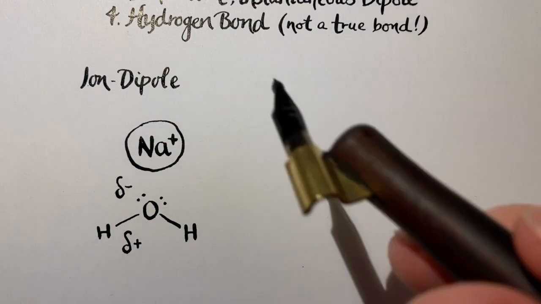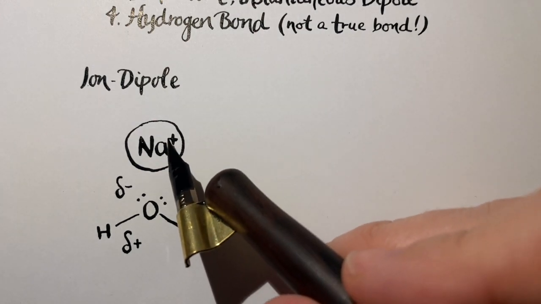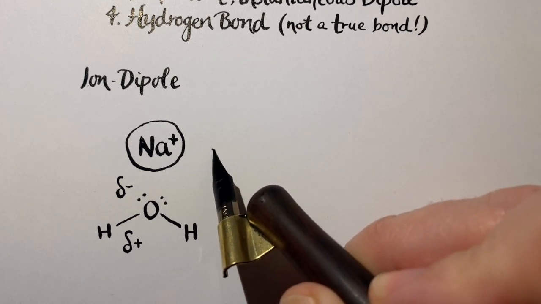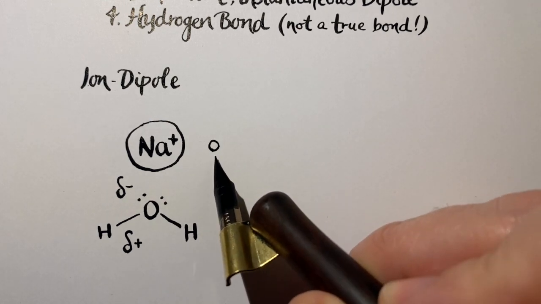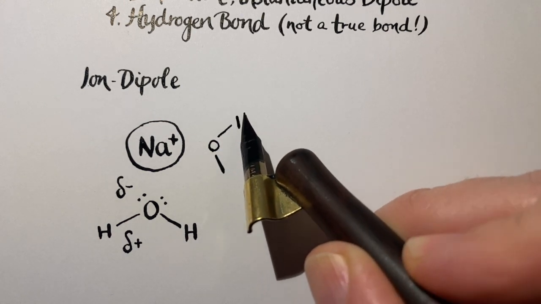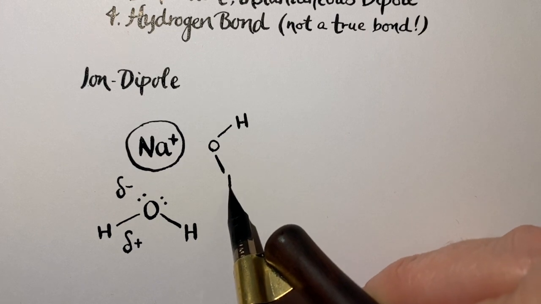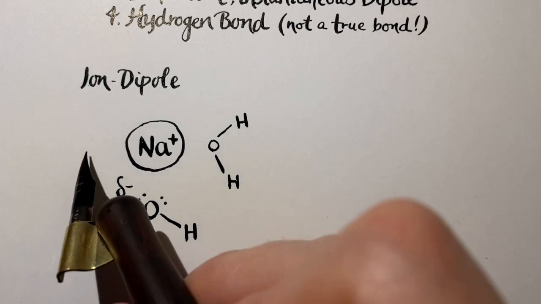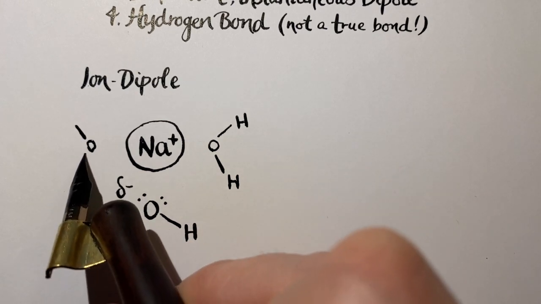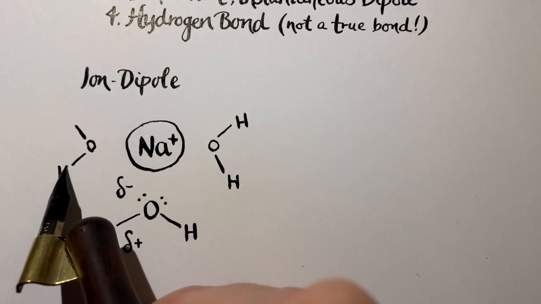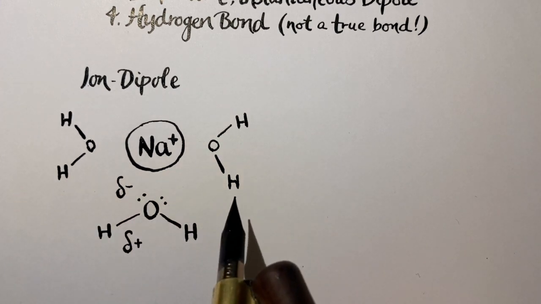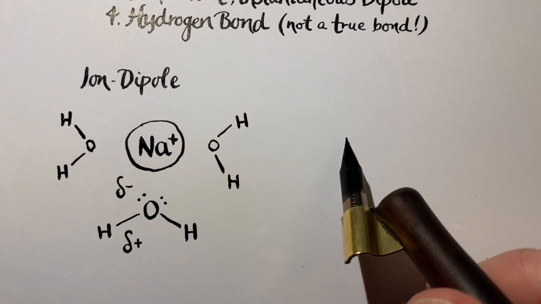So we have this kind of configuration when we dissolve sodium chloride in water. Then the sodium and chloride ions break apart from each other, and the water molecules attract to each ion in this way for sodium.